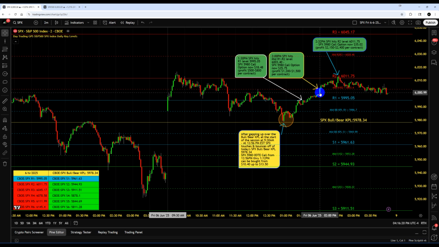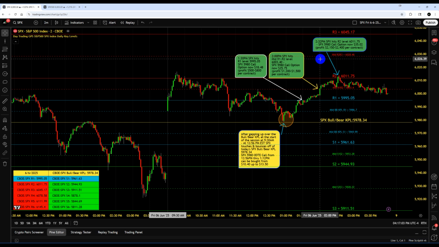As you can see here at 2 p.m., we hit the mid R1, R2 level of 6,340 cents. At that time, the 5980 call option was $25.75, and your profit is $1,200 to $1,500 per contract at this level, again depending on where you bought. So if you bought at the worst case scenario, $13.50 here, it's now $25.75, and your profit's going to be $1,200. If you bought a little bit better, or at the low of $10.40, then it would be as much as $1,500.